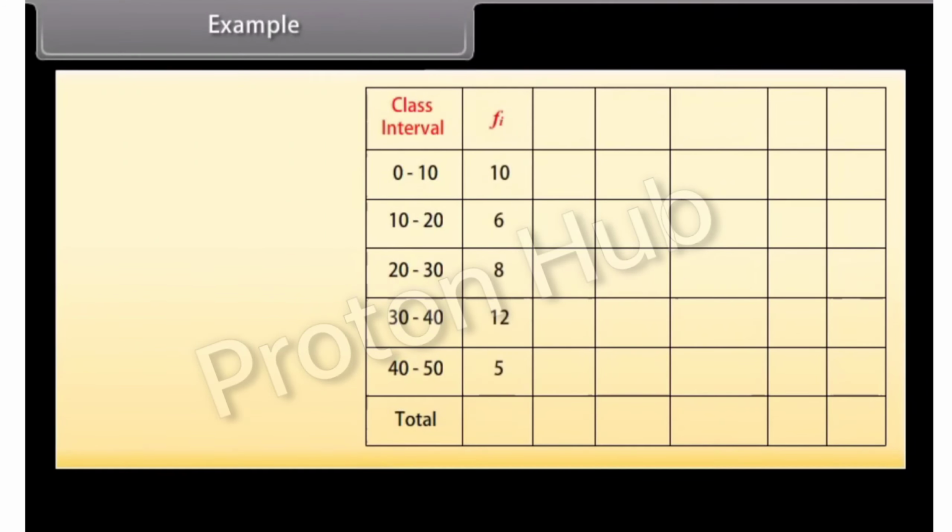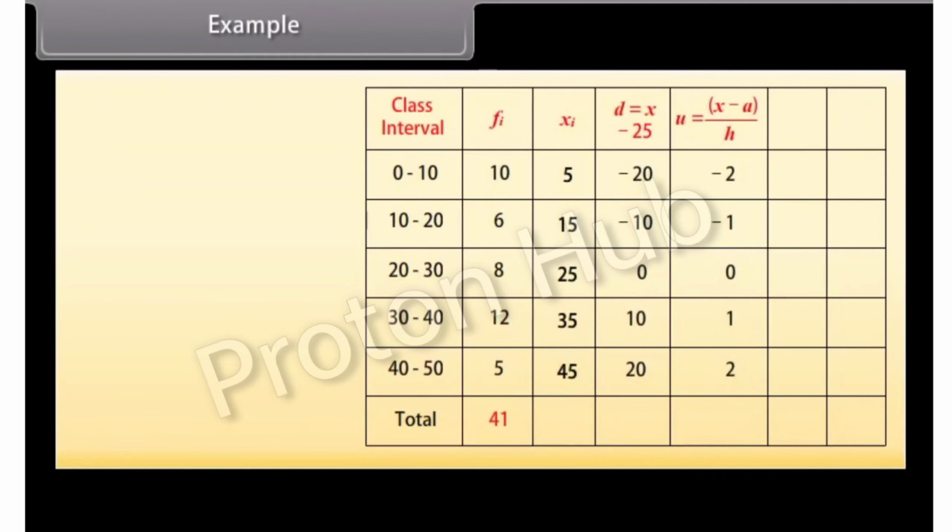In the first column, we have written the class interval, and in the second column, we have written the frequency of the respective class interval. The sum of frequencies is 41. And then we have written the class mark for each class interval, the deviation from the assumed mean as d. In the fifth column, we find the deviation from the assumed mean divided by the class size as u.